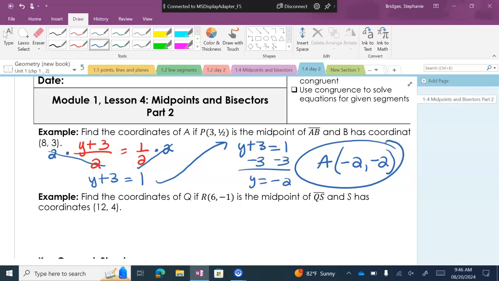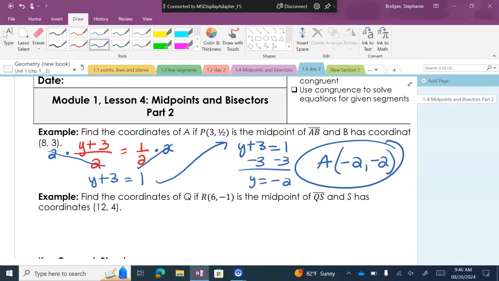Can we check that? Watch. If I wanted to go back and see if I was right, what's -2 plus 8? And 6 divided by 2 is 3. So it works, right? -2 plus 3 is 1. 1 divided by 2 is 1/2, isn't it? So we can just check our work and make sure we're doing it right.